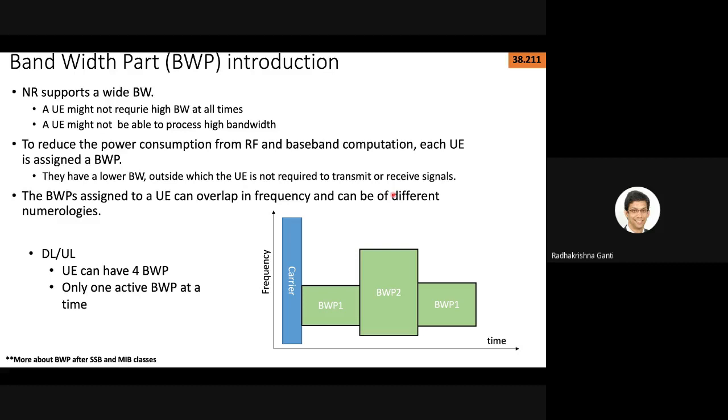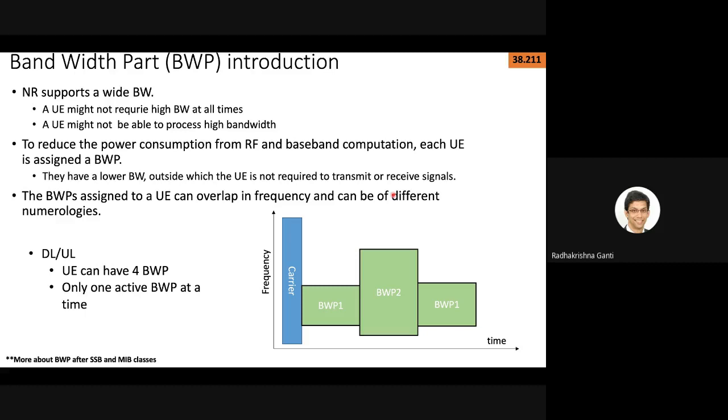The base station supports 100 megahertz or whatever is the bandwidth. It may be larger or smaller. Whereas the phones need not support the entire 100 megahertz, because supporting 100 megahertz may be expensive in terms of cost as well as processing power. And that drains the battery also.